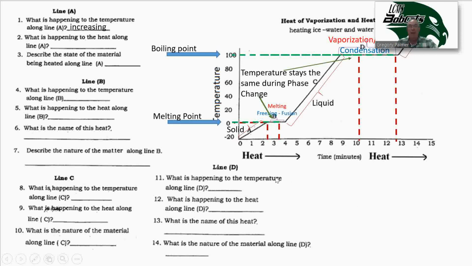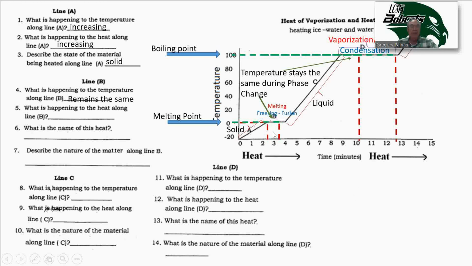What's happening to the temperature along line A? Temperature along line A starts at -20. Line A ends where the temperature is 0, so it goes up 20 degrees. What happens to the heat along line A? Line A starts here at 0. Line A ends here at about 2, so it goes from 0 to 2. That's an increase. The material along line A is a solid.